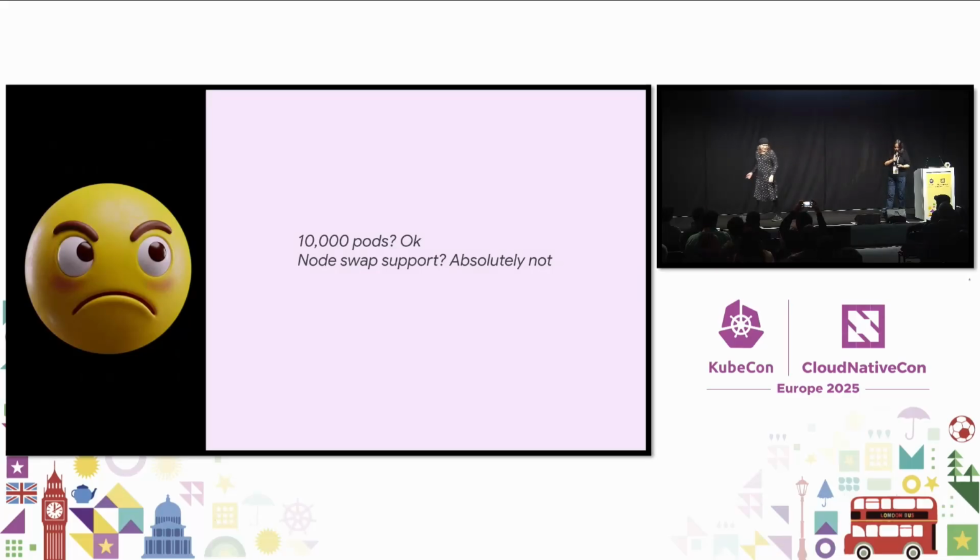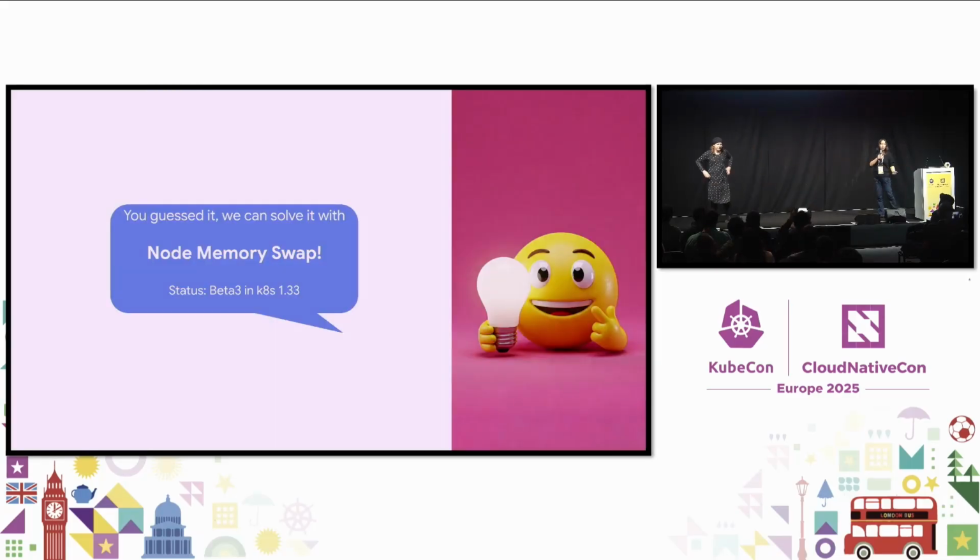Yep. So yes, we are actually working on node swap support. Unfortunately, this time it has still not graduated to GA, and you can see that there have been many improvements. Every release we have improvements on the node swap feature, so in 1.33 we promoted it to beta 3, I think, and added more enhancements to the feature.